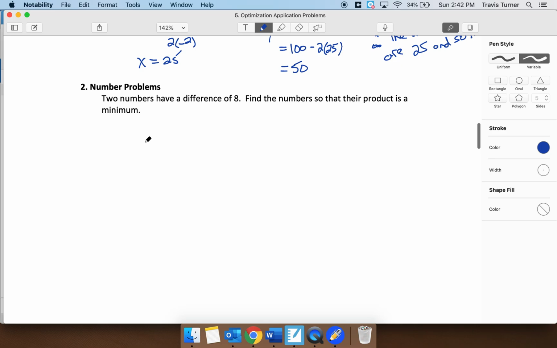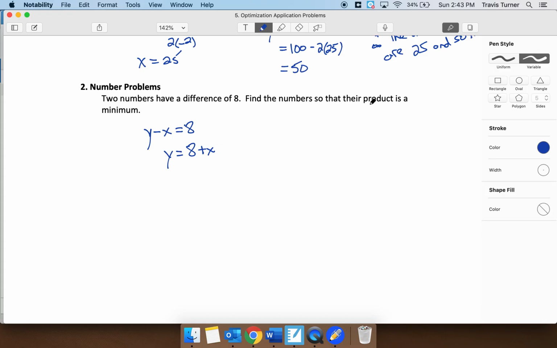So let's say I have, I don't know, y minus x equals 8. The difference between them here is going to be 8. So that sets this up. So I can rearrange this equation. So I've got y equals 8 plus x. So I can set it up like that.